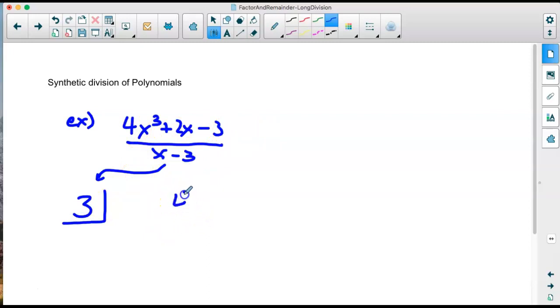So we have 4x cubed. We don't have any x squareds. We have 2 x's and then we have 3 constants. So this represents 4x cubed, x squareds, x's, and constants.